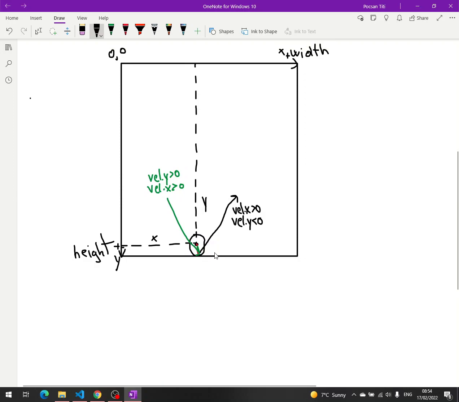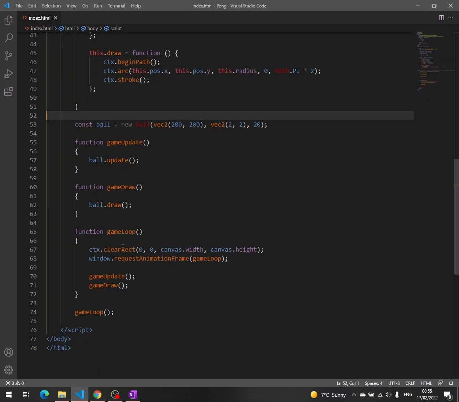Well, how can we check the collision of the ball with the bottom edge? Well, we have our y position and we have our radius, right? If we add these two and verify if this is greater than or equal to the height, then it means that the ball has collided with the bottom edge. So let's write this.